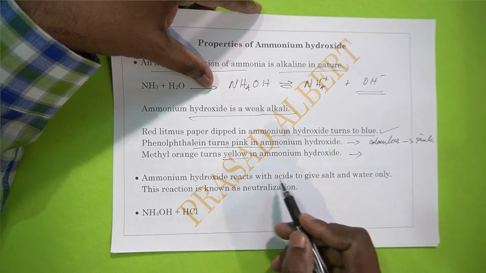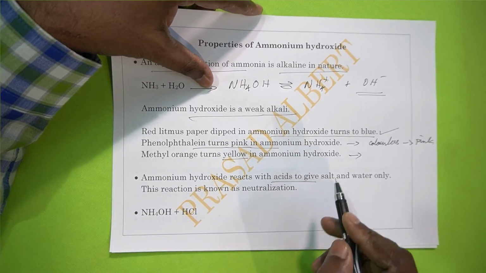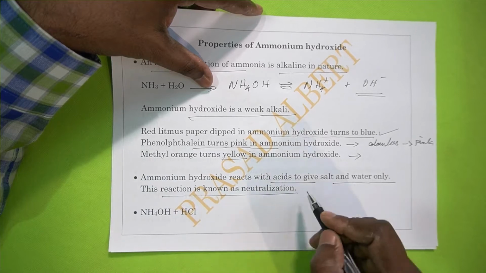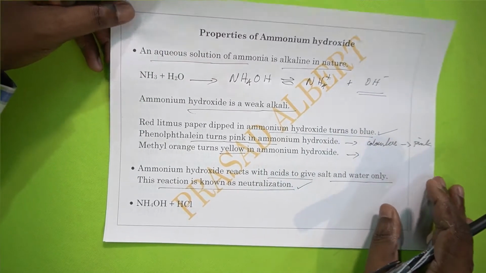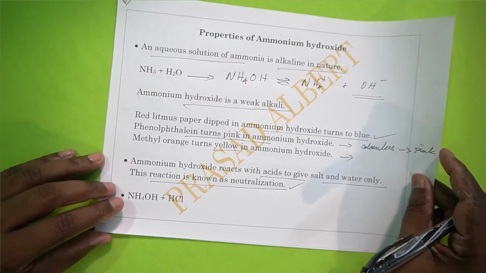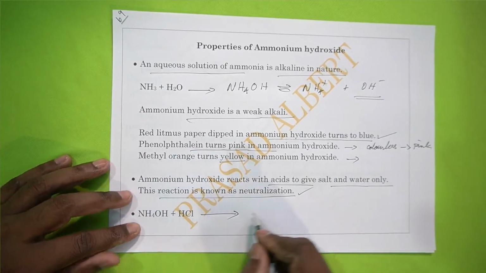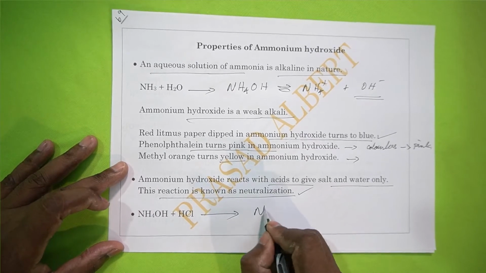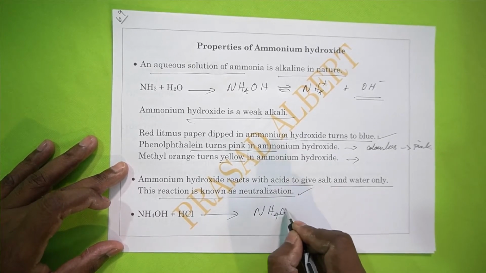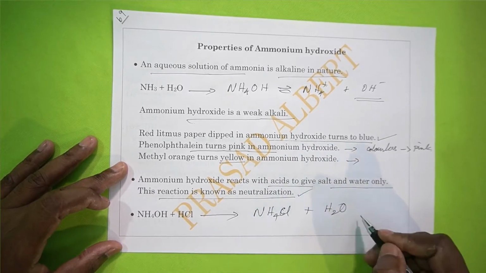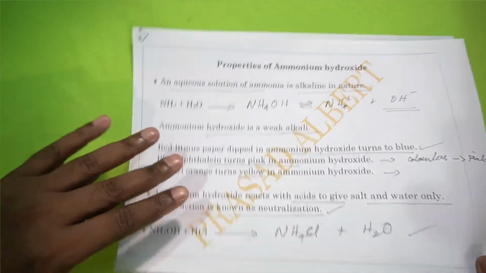Now ammonium hydroxide, because it is an alkali, reacts with acids to give salt and water only. This reaction is called a neutralization reaction. An acid reacts with an alkali to give salt and water only. That is called neutralization. With hydrochloric acid, ammonium hydroxide gives the salt NH4Cl, ammonium chloride, and water. So this is one neutralization reaction.